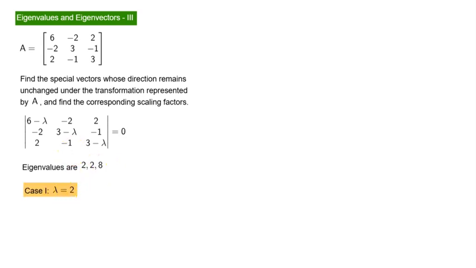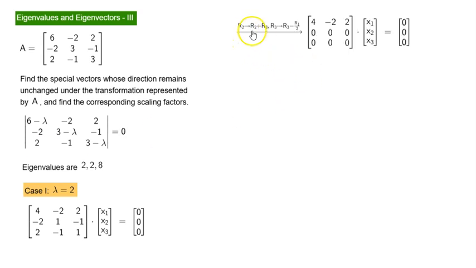Case 1. Let's take lambda equal to 2. Substitute the value of lambda in this determinant. 6 minus 2, 4. 3 minus 2, 1. 3 minus 2, 1. So we have for case 1, this transformation matrix times the components of the vector equal to 0. Now we reduce the transformation matrix. Replace R2 with R2 plus R3. Replace R3 with R3 minus R1 by 2. We get 4, minus 2, 2, and the second and third rows are zeros.